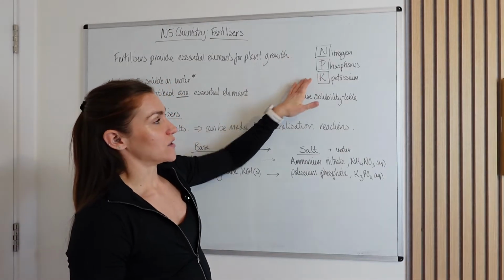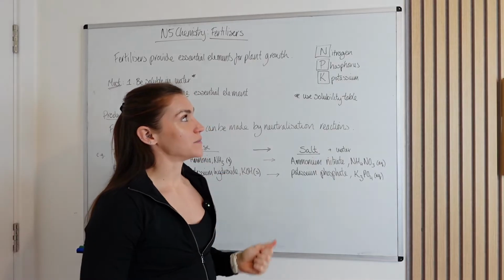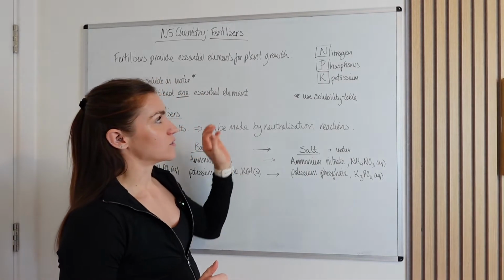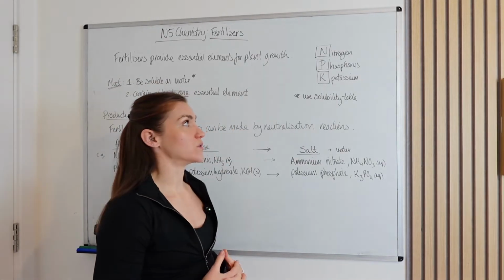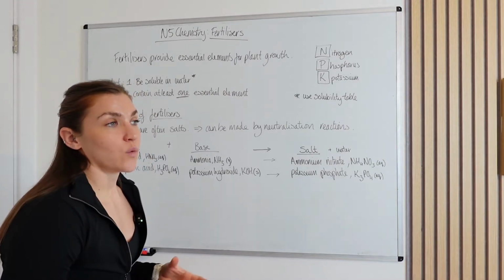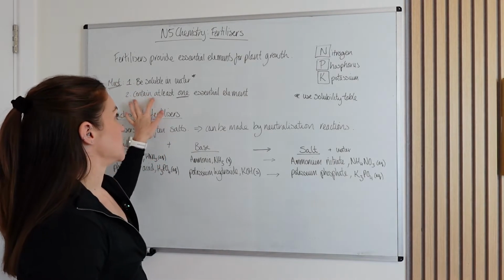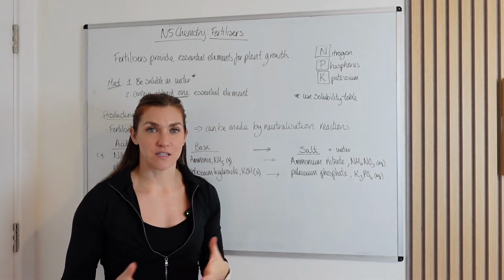The three essential elements for plant growth are nitrogen, phosphorus and potassium. So try and remember NPK. Those are the three elements that are essential for plant growth, so plants can't grow without those three elements. When we're making fertilisers, we need to make sure that the fertiliser contains at least one of these essential elements. Of course, the more of these elements, the better.